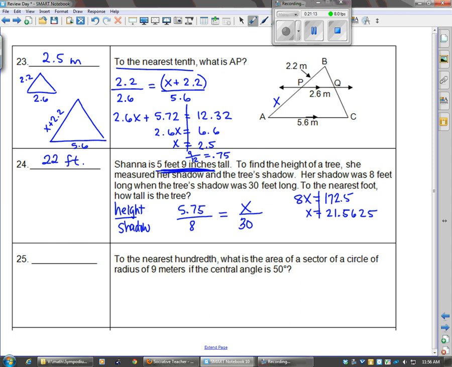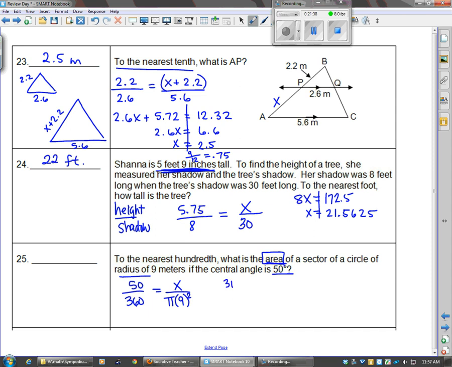25, to the nearest hundredth, what's the area of a sector of a circle with radius 9 and central angle 50 degrees? Degree over 360 equals sector area out of total area, pi times radius squared. Okay, we just did this last chapter. But again, just like 23 and 24, these are proportion problems.